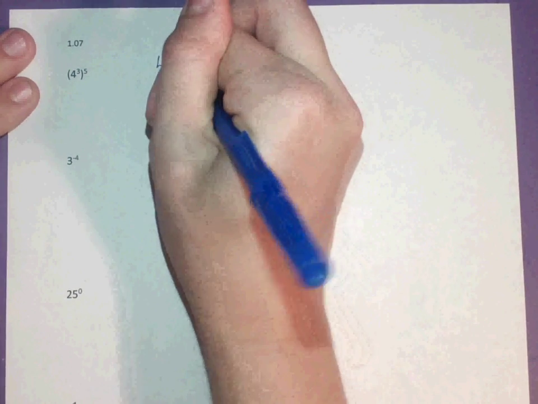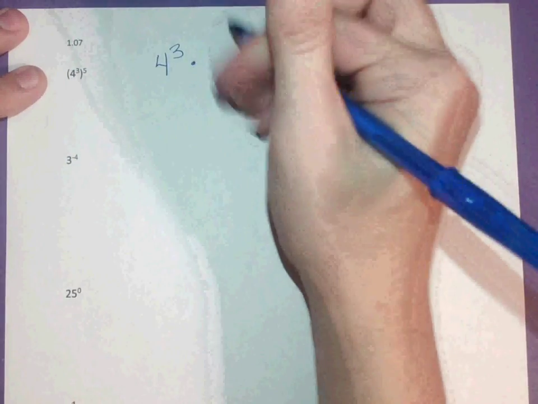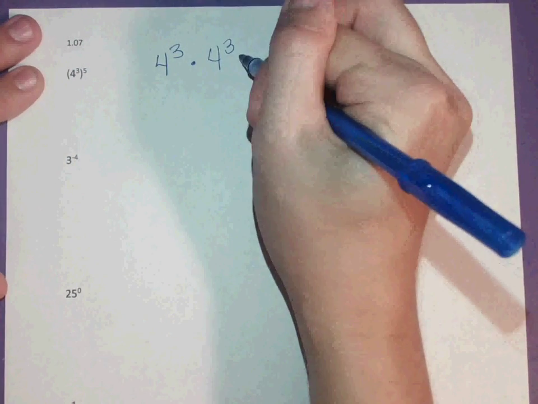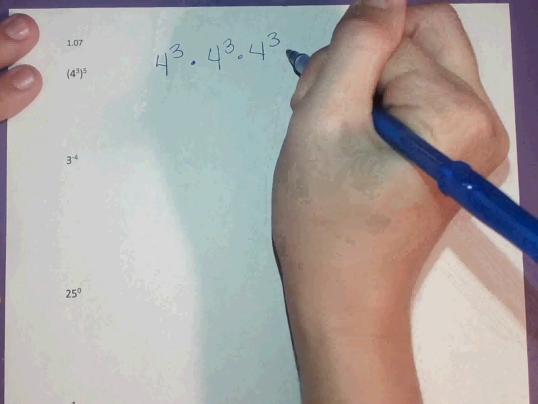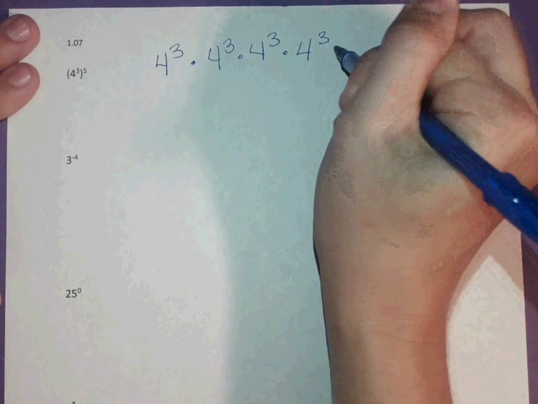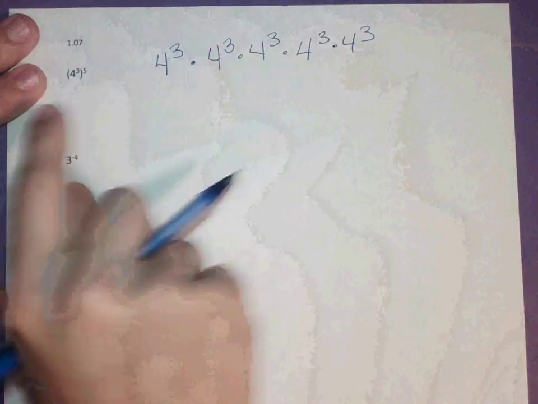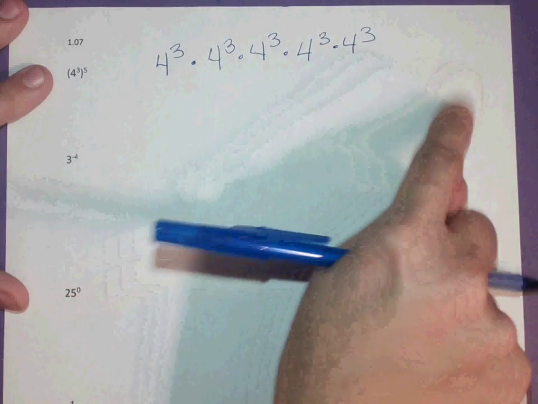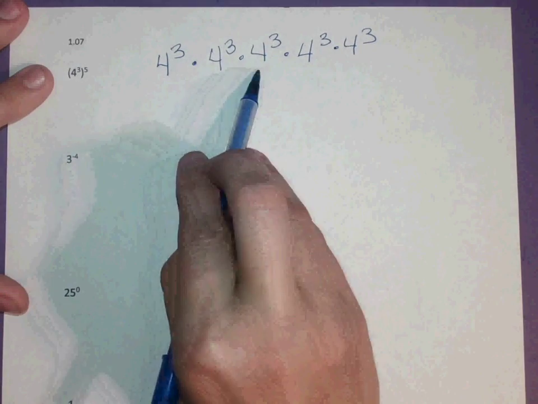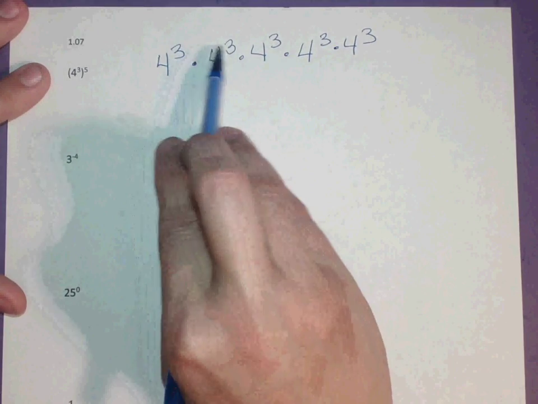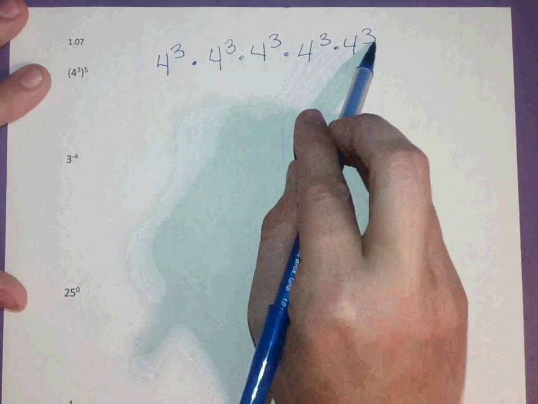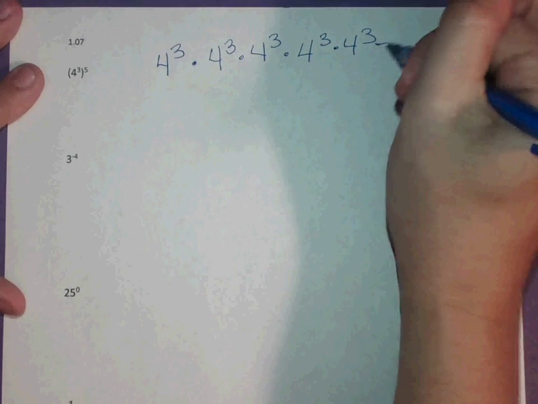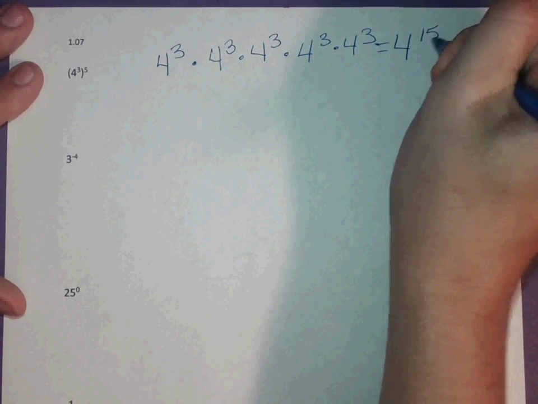So when I'm raising a power to a power, we have 4 to the third raised to the fifth power. That's the same as 4 to the third times 4 to the third times 4 to the third times 4 to the third times 4 to the third. So 4 to the third times itself 5 times. So when I'm multiplying, I'm going to add those exponents. 3 plus 3 plus 3 plus 3 plus 3 would give me 4 to the 15th.